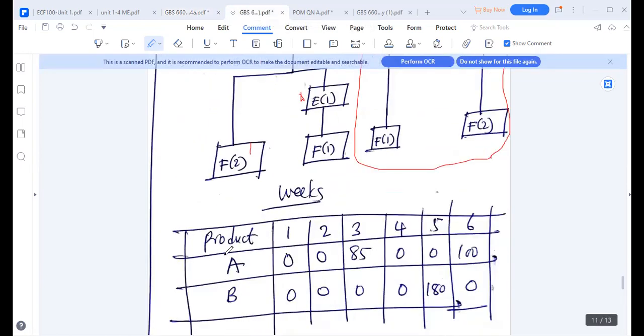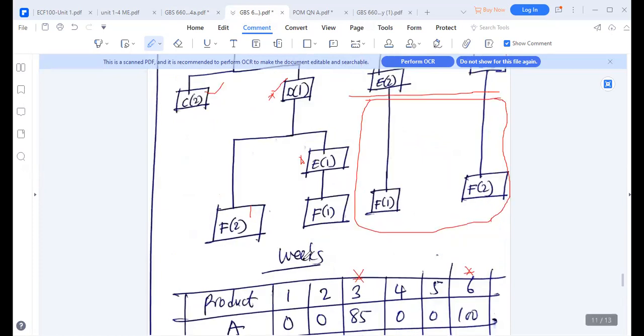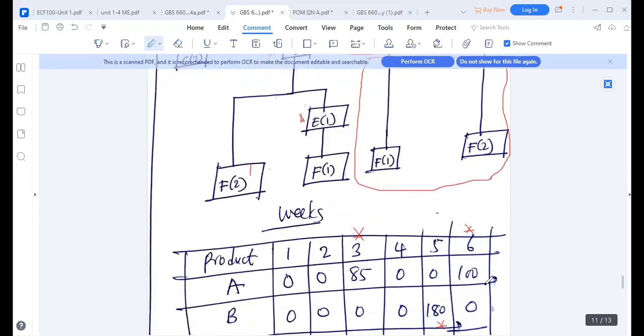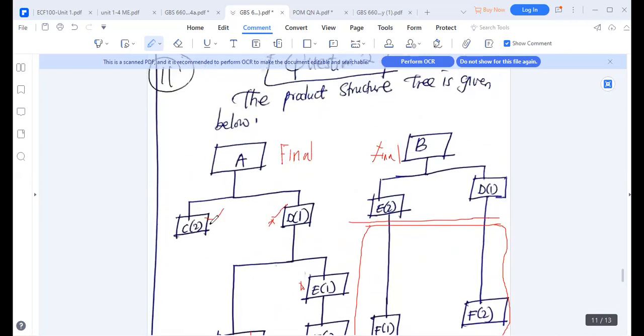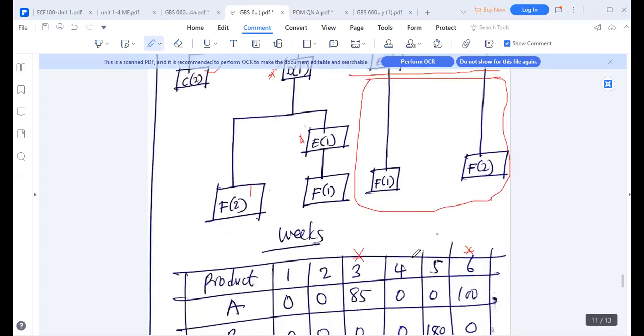C, of course, A has been given. They require 85 units in week 3, and then there's also 100 units in week 6. That of B, we require 180 units in week 5. These have already been prepared, meaning A and B, they have given us these values, so we can straight away start preparing C. There's no need for us to prepare A and B because these are given already.